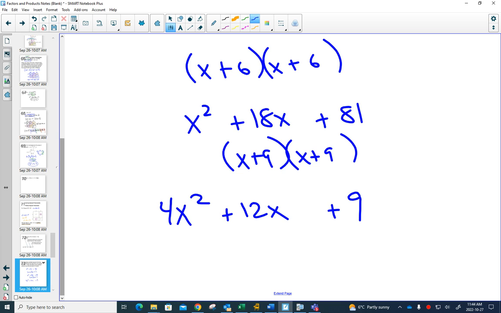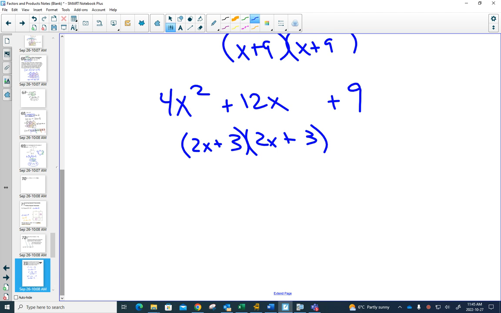Okay, why will it be 12? Because if it was a perfect square, this would be 2x, this would be 2x, this would be 3, this would be 3. Outside is 6x, inside is 6x. So you need 12x. Nobody knew that one.